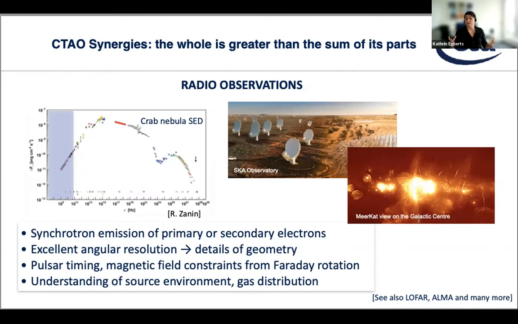But we also get a lot of other information from radio observations that we need to really understand the sources and what is happening there. A few examples are pulsar timing or magnetic field constraints from Faraday rotation. And also from the radio regime, we get a good understanding of, for example, molecular clouds, our source environment.